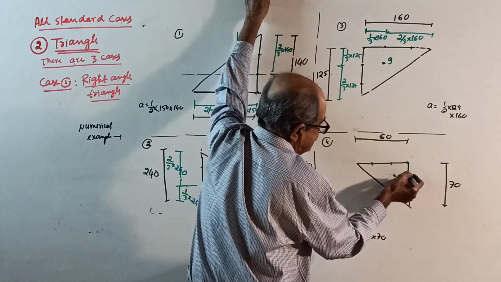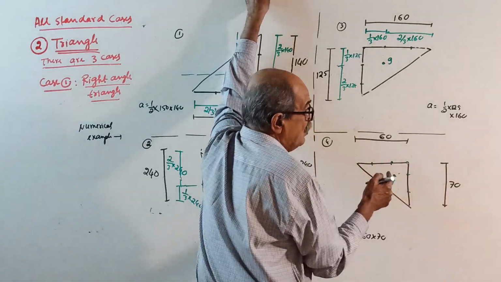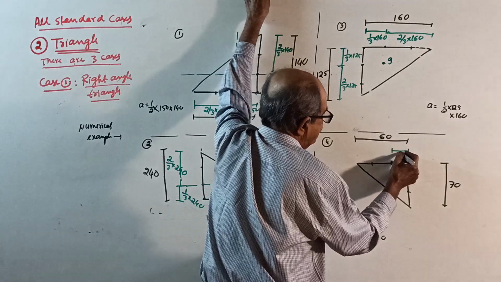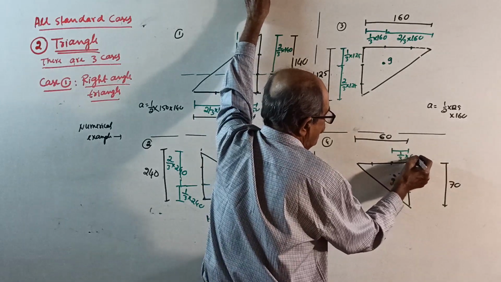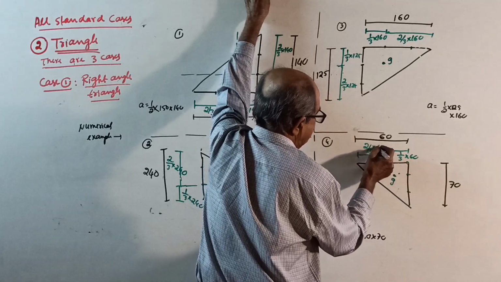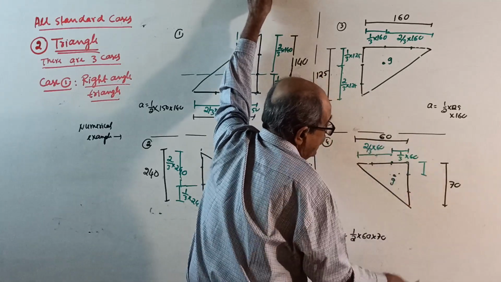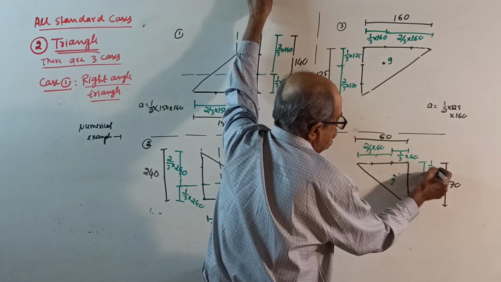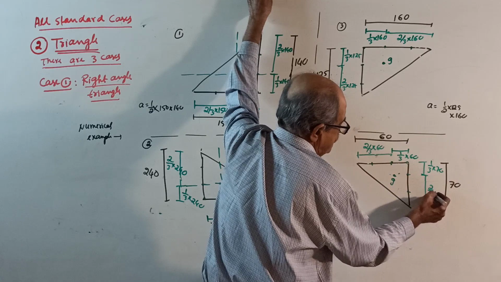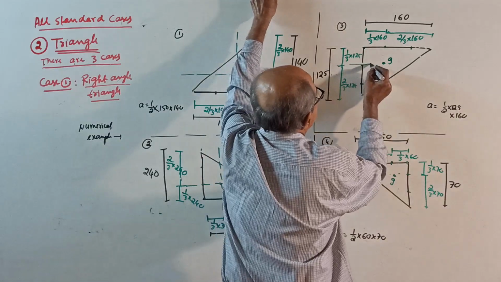See, first part, G, near this corner. Centroid is near this 90 degree point. So this is 1 by 3 of 60, 2 by 3 of 60. Here, this way, 1 by 3 of 70, this is 2 by 3 of 70. Okay, now, axis here, its own centroidal axis.